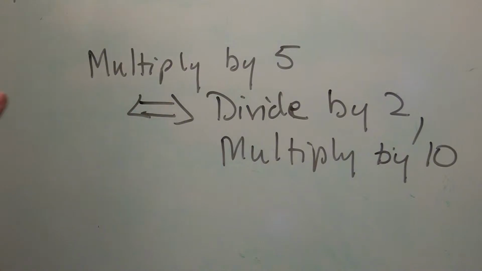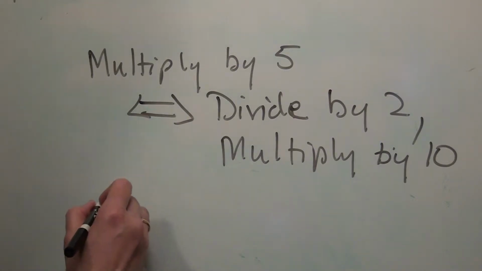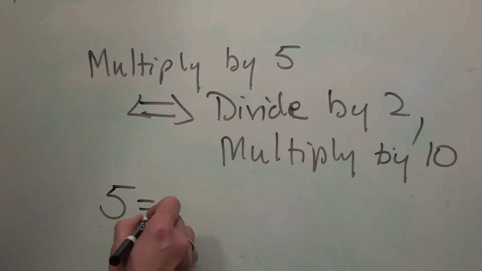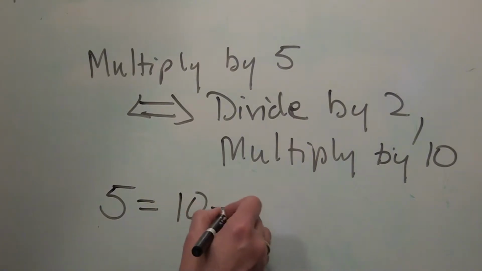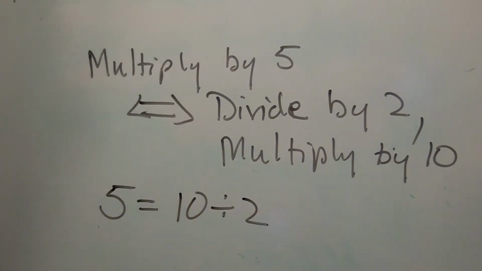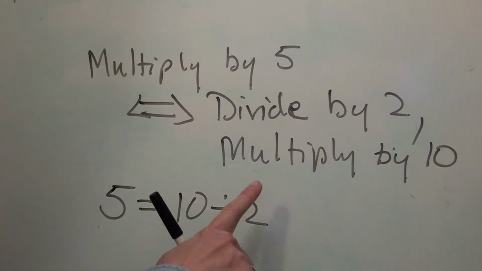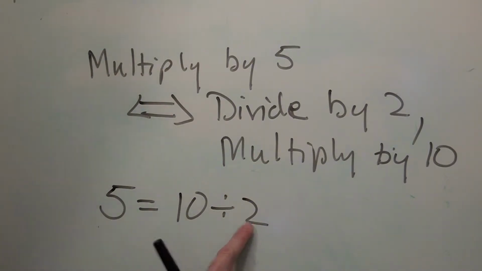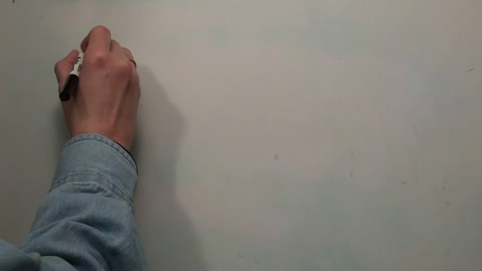This is the trick to rapid multiplication by 5. Okay, why does this work? This is because 5 is equal to 10 divided by 2. So instead of thinking about multiplying by 5 and remembering your tables and all that, it's a lot easier to divide by 2 first and then move the decimal over by 1. Okay, let's look at some very simple examples.